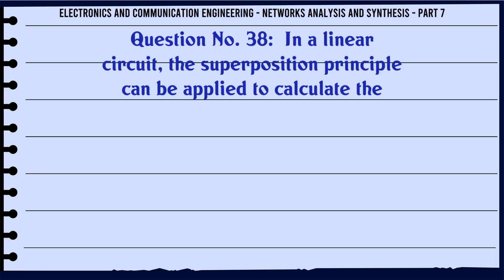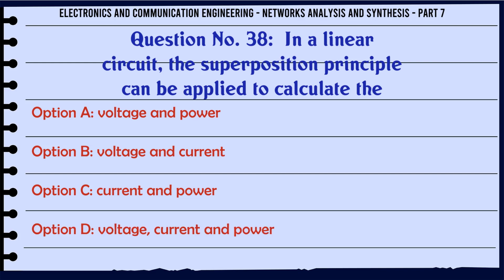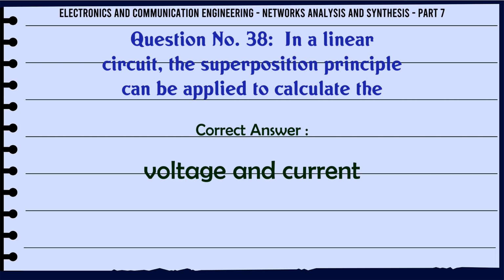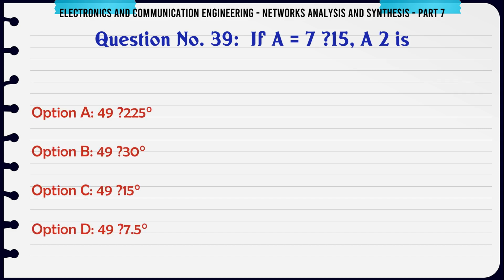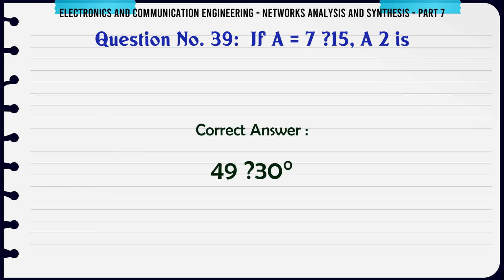In a linear circuit, the superposition principle can be applied to calculate the A voltage and power, B voltage and current, C current and power, D voltage, current and power. The correct answer is voltage and current. The next question has options A 49/225, B 49/30, C 49/15, D 49/7.5. The correct answer is 49/30.